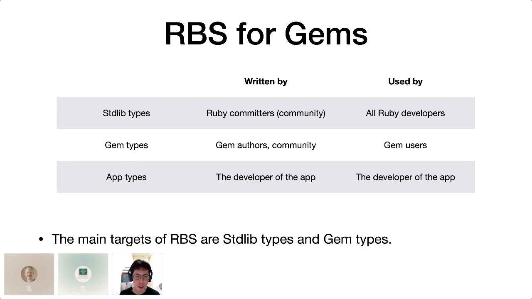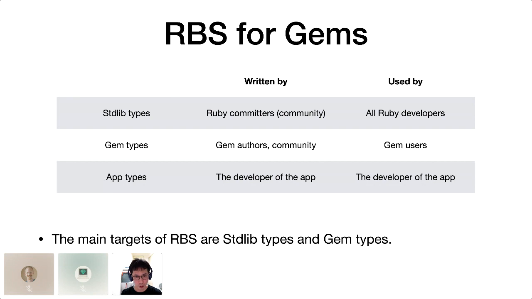Gem types are the RBS files of gems. The gem authors will release their gems, including the RBS files, or the community can. You can write the RBS files of the gems if the gem author didn't ship the RBS files. The last one is the application types. This is where the developer of the app writes the type signatures of the application, and the developer of the application uses the type definitions. So I want to say that the main targets of RBS are standard library types and gem types.